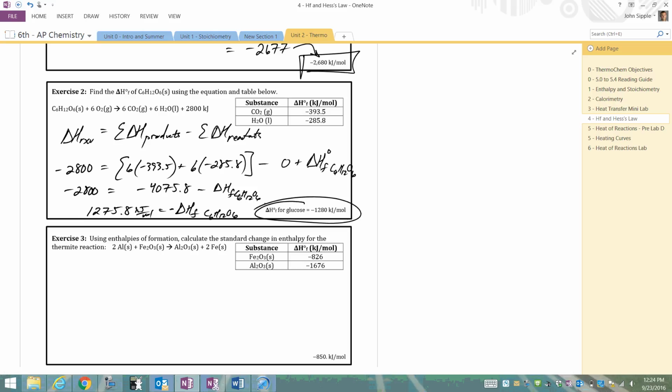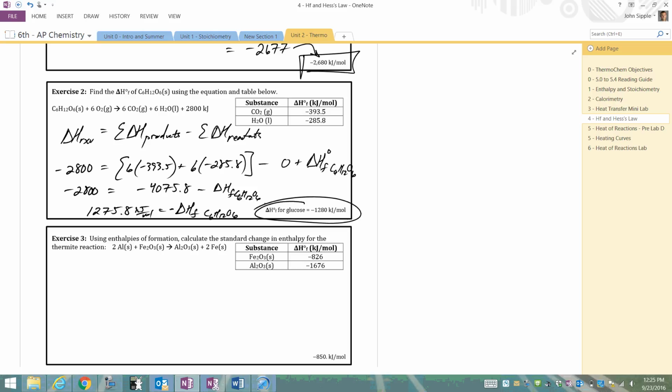Okay. Good. You okay with that? All right. So those are the two types of heat of formation problems. Either you're trying to find it for the reaction, or you're trying to find it for one of the pieces. Okay. And the other one right below it is the same sort of deal. You're just trying to calculate the total energy for the reaction. So it's just like the first one.